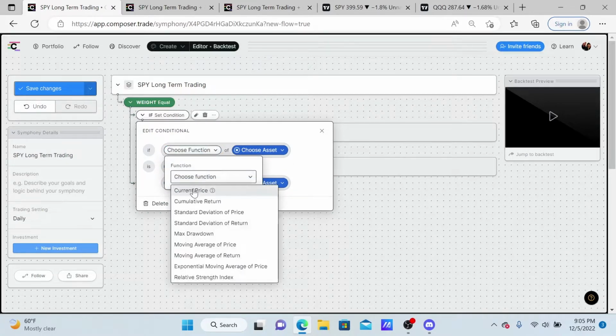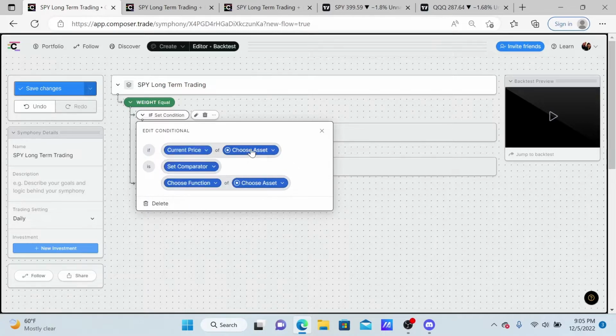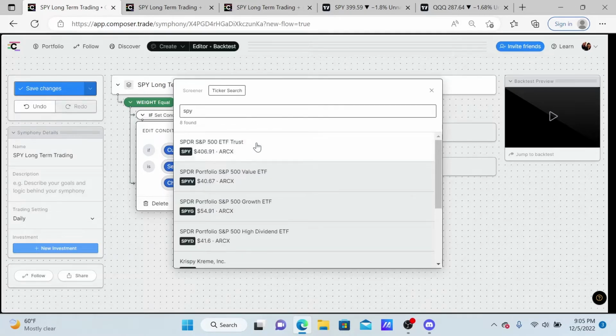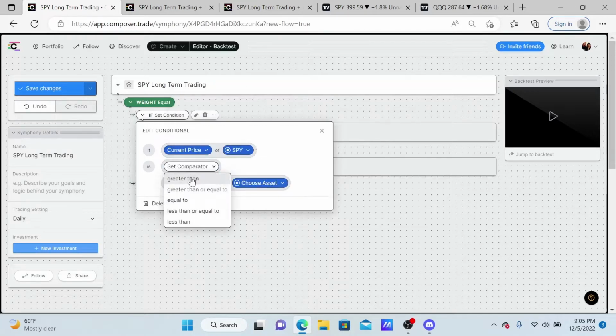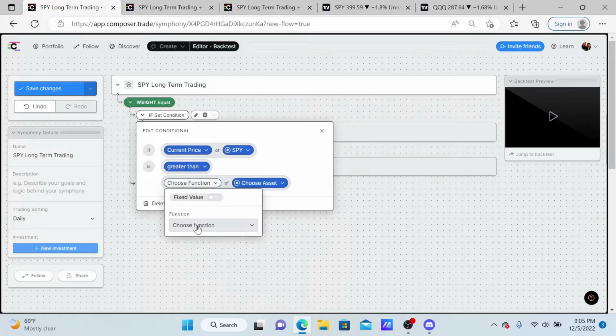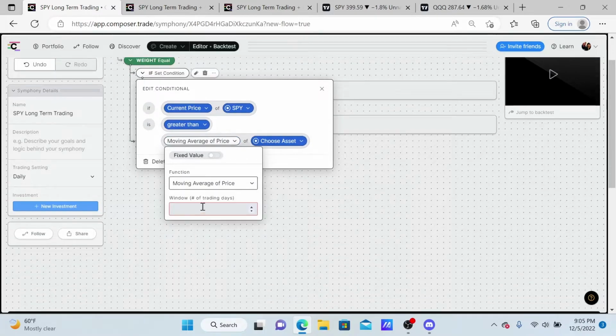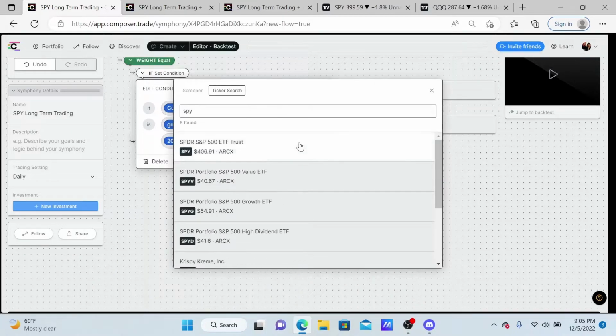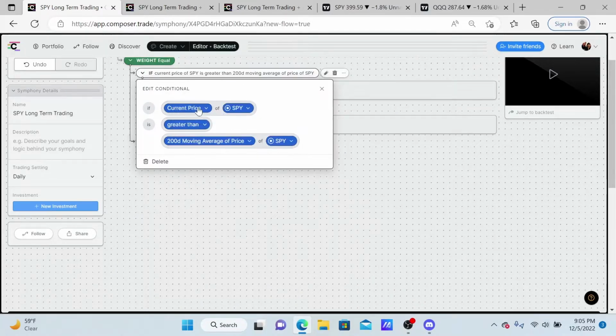I'm going to go here to function, select current price, and then where it says choose asset, you're going to put in SPY, pops up there, and then you're going to do greater than, because you want the current price of SPY to be greater than. Go here, select moving average of price, and then number of trading days. You're going to enter 200 for the 200-day moving average. Same thing here, you're going to put SPY. So it's going to look like this. Current price of SPY is greater than the 200-day moving average of price of SPY.